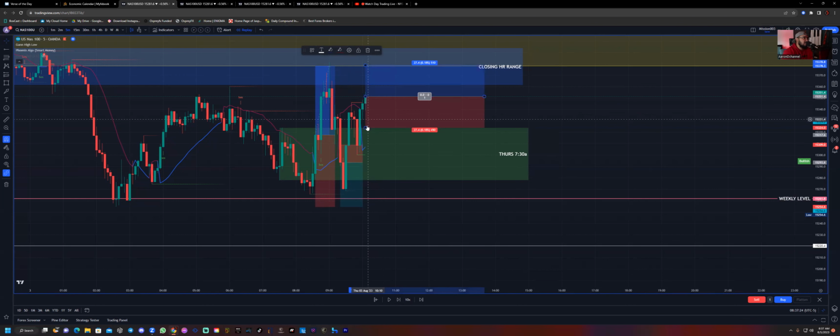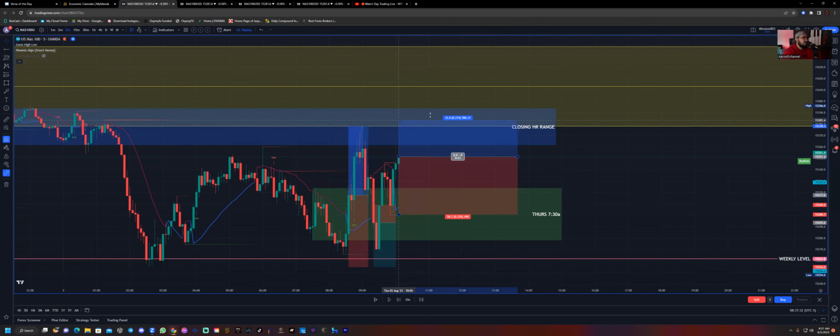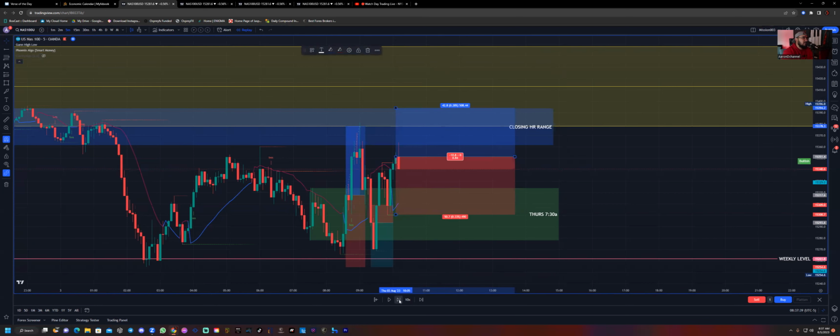It's 10 o'clock. And if you don't like it, you don't have to take it. I mean, we're going to follow these rules. And I'm going to target the most obvious level, which would be right here, the top of the closing hour range. And we'll see what happens.